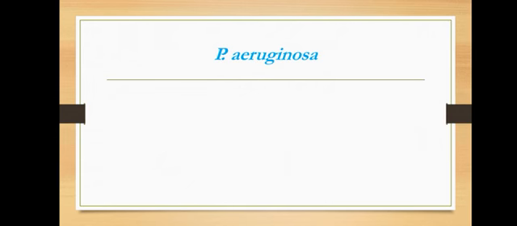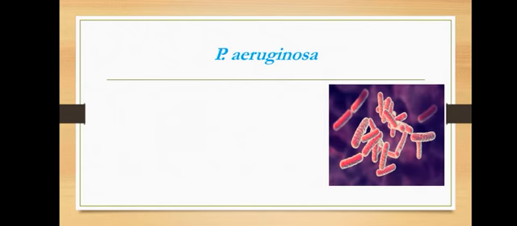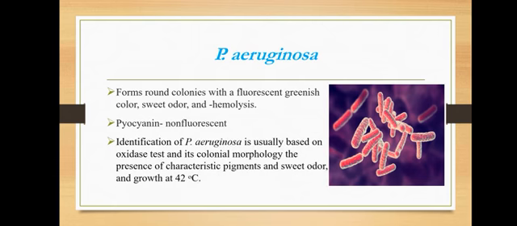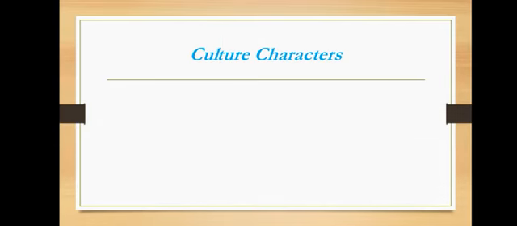If we go through the species Pseudomonas aeruginosa, its characteristics are that it forms round colonies with a fluorescent greenish color, sweet odor, and hemolysis. Pyocyanin and non-fluorescent. Identification of Pseudomonas aeruginosa is usually based on the oxidase test and colonial morphology, the presence of characteristic pigments and sweet odor, and growth at 42 degrees centigrade.